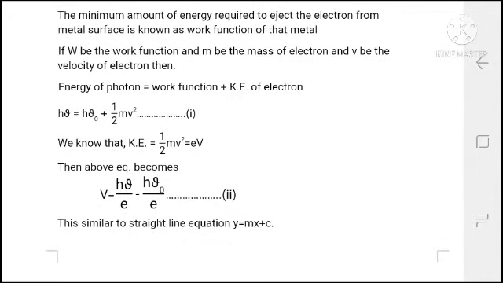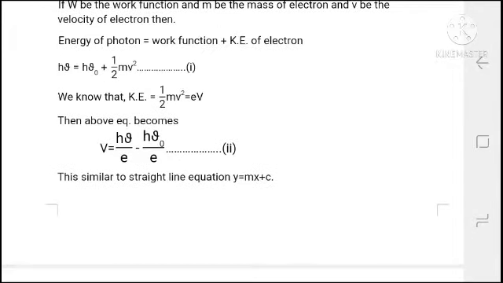the total energy of the photon is hν, which is equal to the work function hν₀, where ν₀ is the threshold frequency, plus the kinetic energy, which is 1/2 mv². We arrange this equation: kinetic energy is equal to 1/2 mv², and also eV. The equation becomes V equal to hν divided by the electric charge e, minus hν₀ divided by the electric charge e.